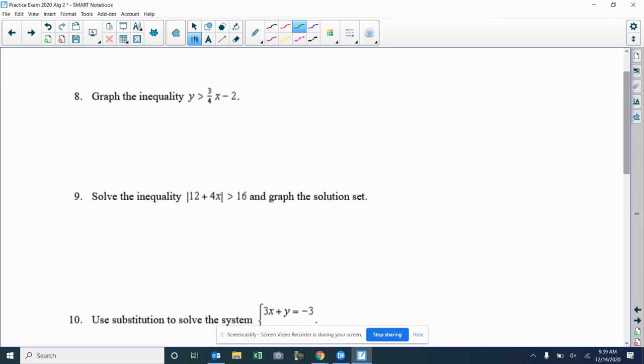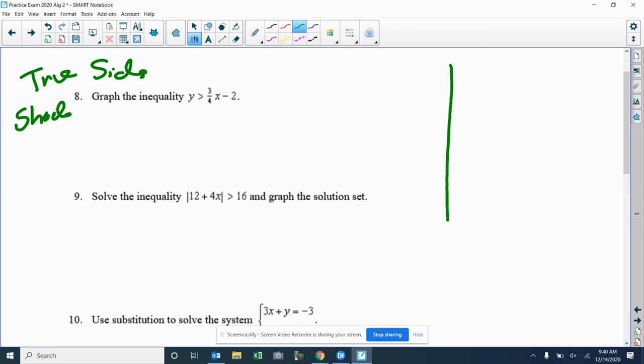Everybody ready for 8? Now here it says graph the inequality. Now this is y = mx + b, isn't it? So this one will be a Cartesian graph, and this is one where we have to shade the true side. So we're looking to find the true side. And we have to shade. So we are going to need to draw ourselves a little coordinate plane on this one because I don't have one up here.